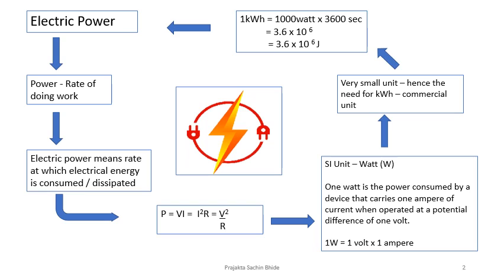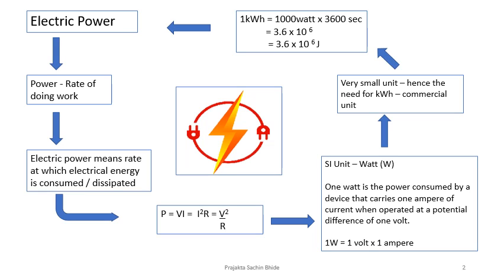See the calculation. 1 kilowatt hour is equal to 1000 watt multiplied by 3600 seconds. Hour, no? So 60 multiplied by 60: 60 for minutes, 60 for seconds. If I just multiply it, I get the value as 3.6 into 10 raised to 6. This is watt seconds, or I also name it as joules because it is the work done.